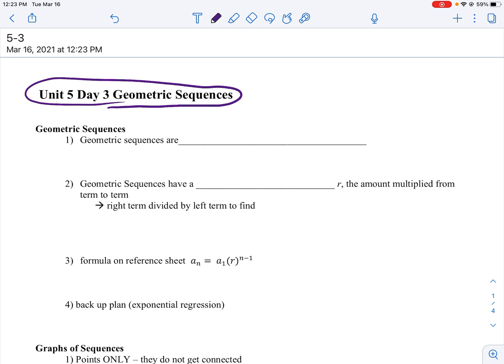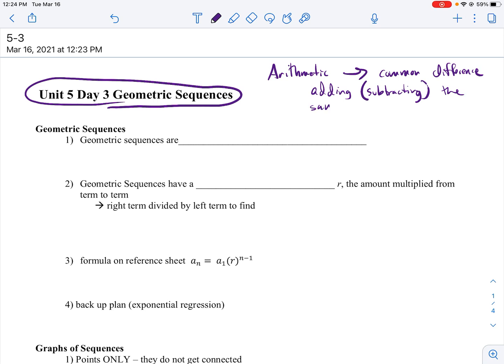Okay, so the main thing you want to take away from arithmetic and geometric is that arithmetic is a common difference, right? Which means that we are adding or subtracting the same amount from term to term.